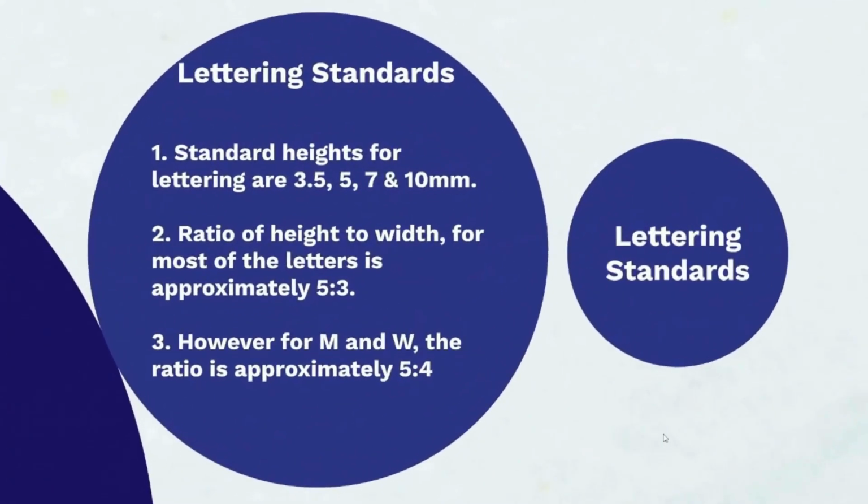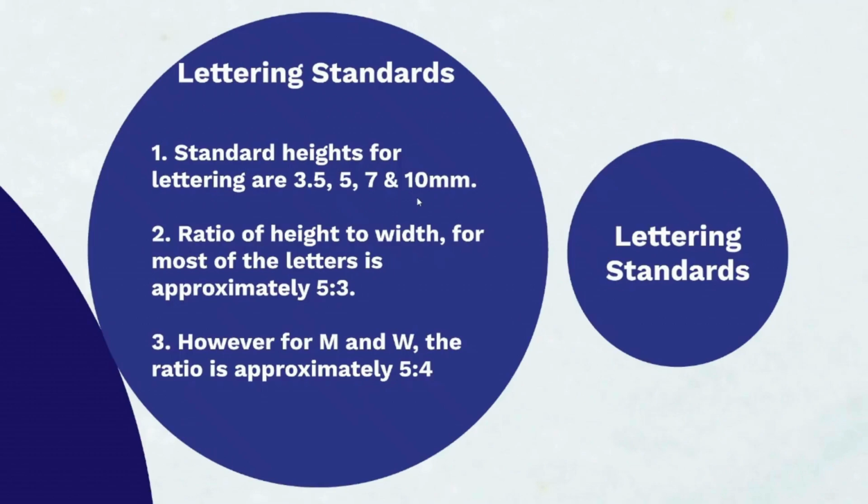In the letter standards, the standard heights of lettering are 3.5, 5, 7 and 10 mm. These are the standards for the lettering. We already saw the sizes of letters in the previous parts on paper dimensions, title block and everything else. So with this we get knowledge of lettering standards: we should write with 3.5, 5, 7 or 10 mm based on the requirement.